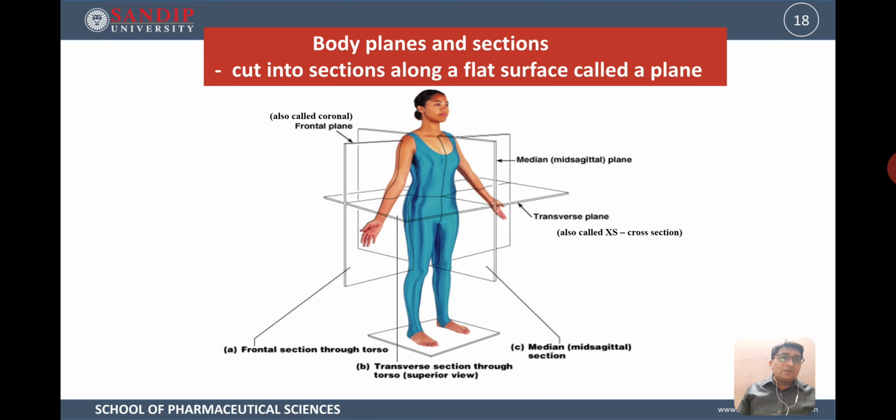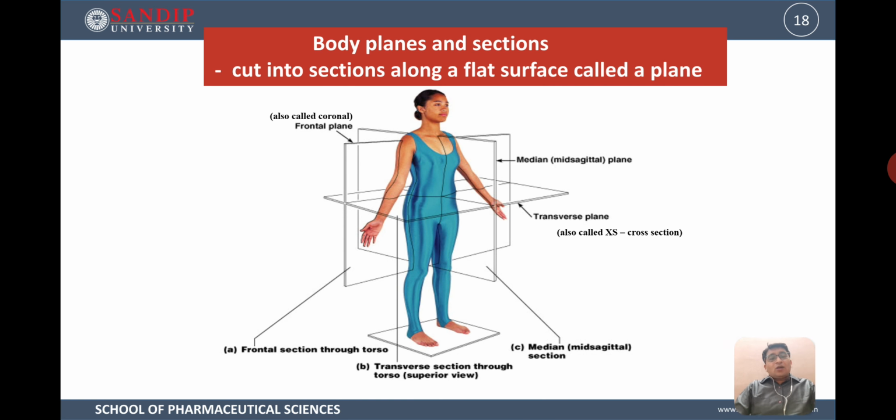Second definition, the transverse plane or transverse cut. The transverse plane is also known as horizontal. The body divides into superior and inferior, above and below. This is known as transverse. Then the next one is coronal, or the frontal plane. Coronal means the body divides into anterior and posterior.